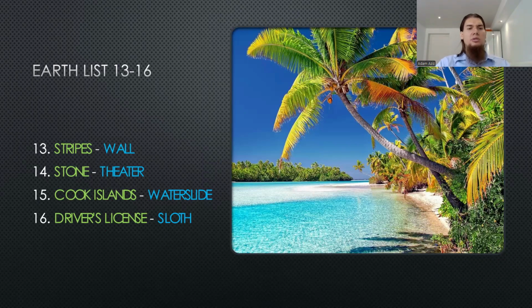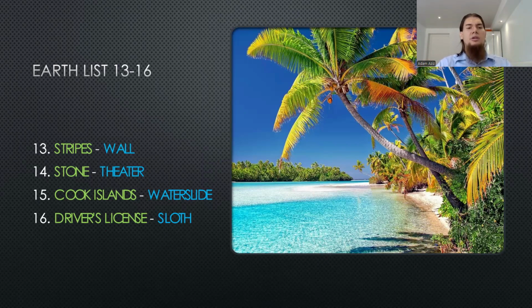Number 14 is stone, because in the imperial measurement system in the UK, 1 stone equals 14 pounds. Number 14 of our new list is theater. So we could see a stone on stage in a theater and people are watching it. Then when it comes time to recall number 14 of our new list, we go to 14 of our Earth list, which is stone. We say what was happening with the stone? It was on stage in a theater.